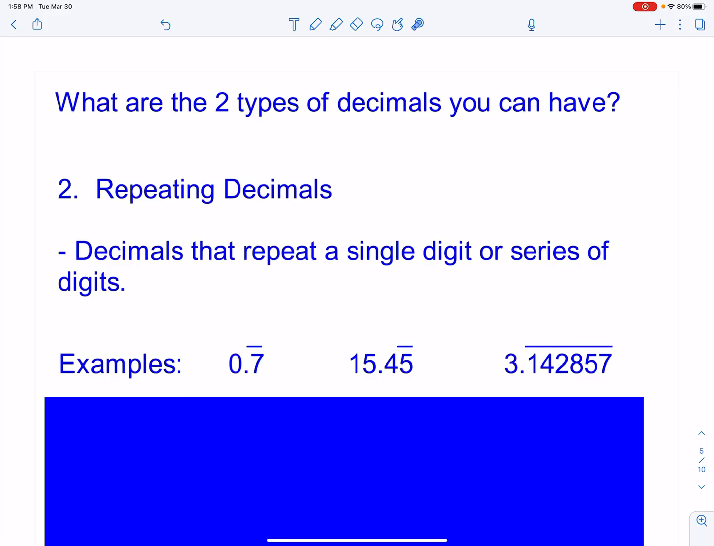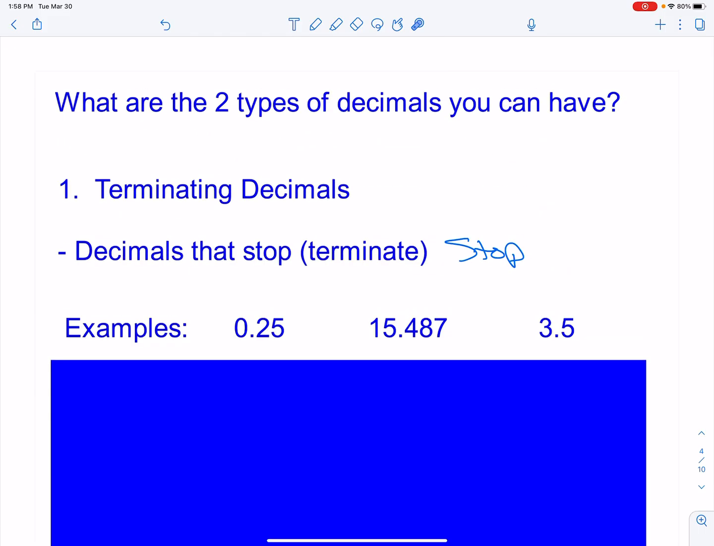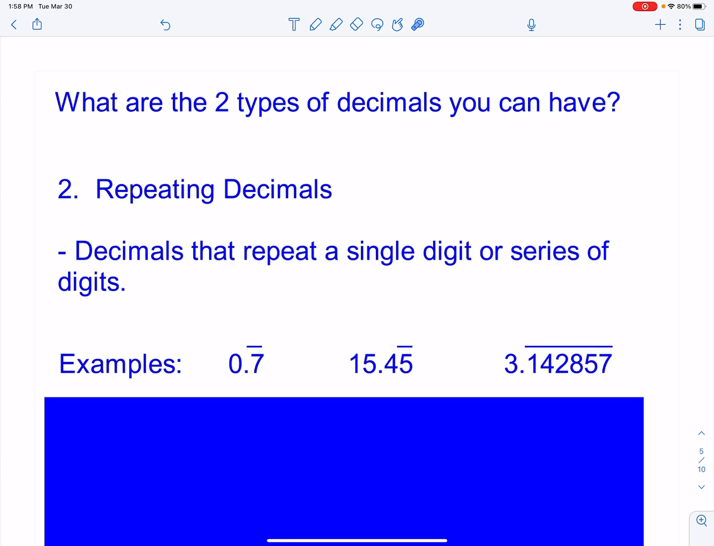Okay, so the two types of decimals that we're going to deal with: terminating decimals, decimals that stop, and repeating decimals, decimals where either a single digit repeats or a series of digits repeat. And the way we represent that repeating decimal is by placing a bar over the number that repeats. Now, one of the things that you have learned in the past that I need to correct is that you only write the thing that repeats one time.